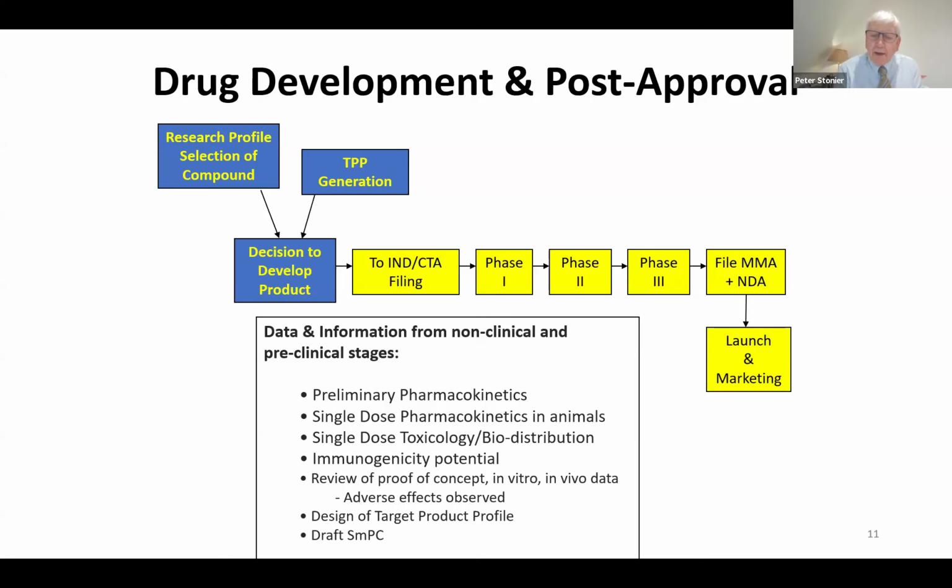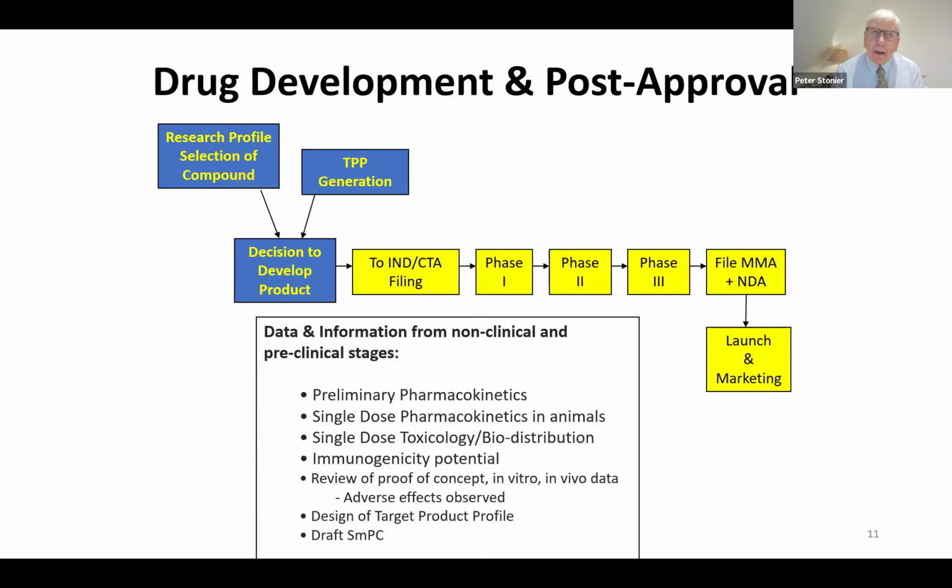And the data and information from non-clinical and preclinical stages is listed here, and I'm not going to go through it all for every slide because there's a lot of it. But I want to point out that any data produced from any of these development stages could potentially be safety data, which needs to be further looked at and further investigated. So we have, for example, the preliminary pharmacokinetic data and single dose pharmacokinetics in animals.